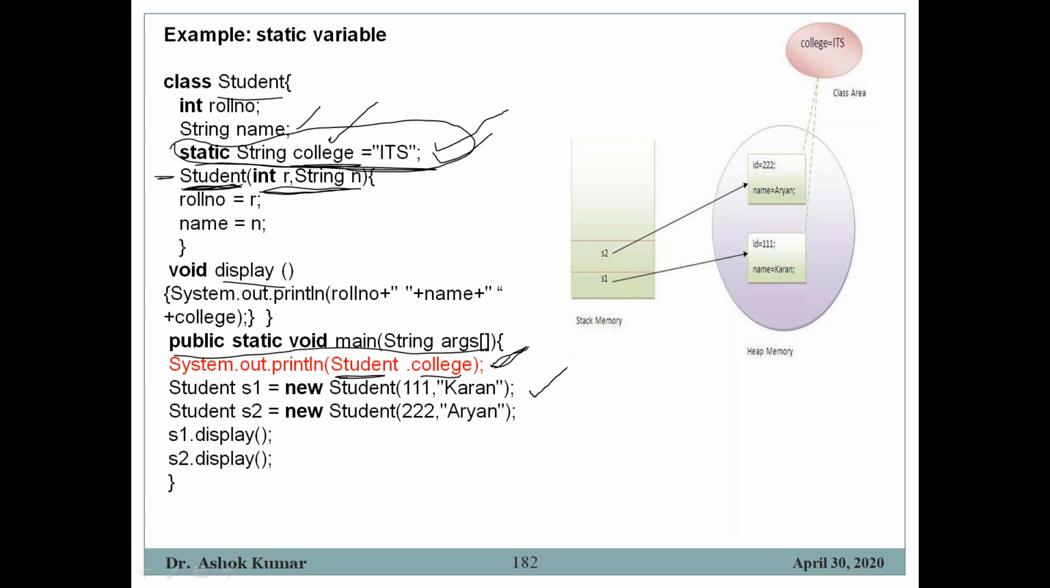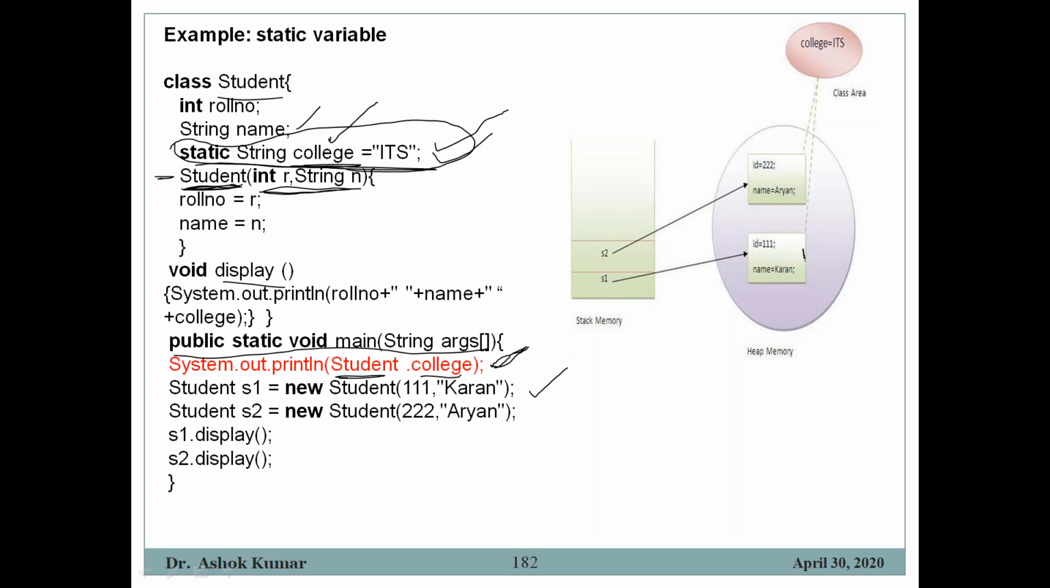Then we are creating two objects. This one is the student object. When you create the object, what will happen? The constructor will get called. So 111 will be transferred to the variable r, and the name Karan will be transferred to the variable n. After that, the roll number instance variable and the name will be initialized to the values of r and n respectively. So this object is created.